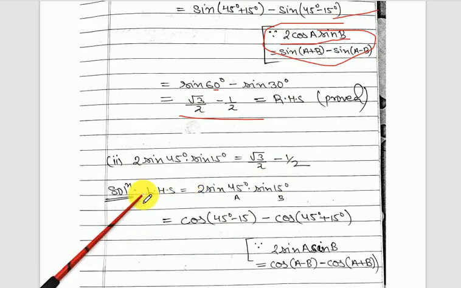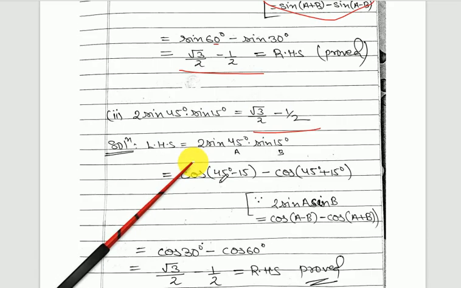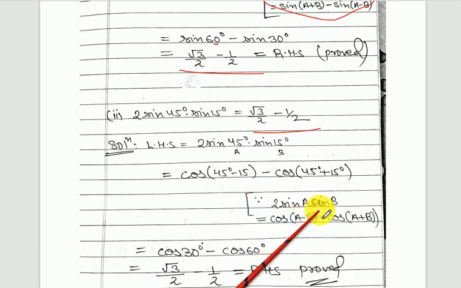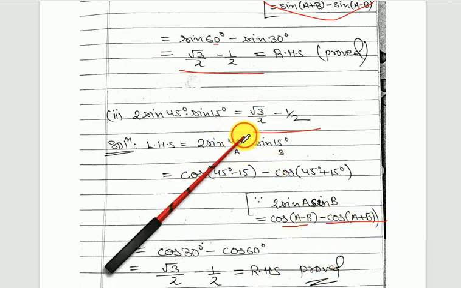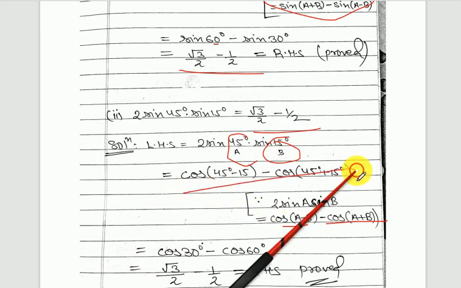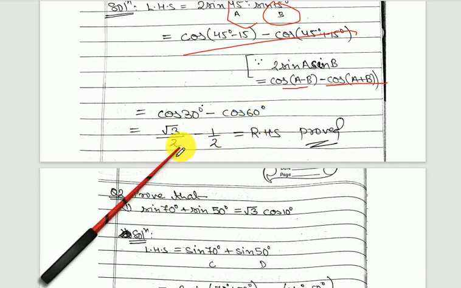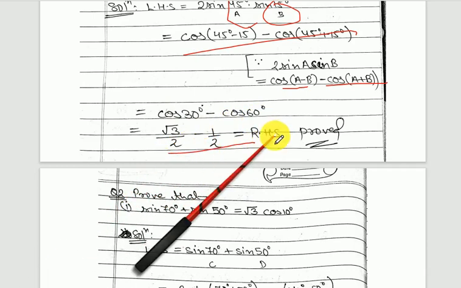Okay, next is 2 times sine 45 into sine 15 degrees. This we have to prove. So you know the formula, 2 times sine A into sine B is given by cos A minus B minus cos A plus B. So here your A is 45 and your B is 15. So use this formula and we will get cos 30 minus cos 60. This is what you get as your right hand side.